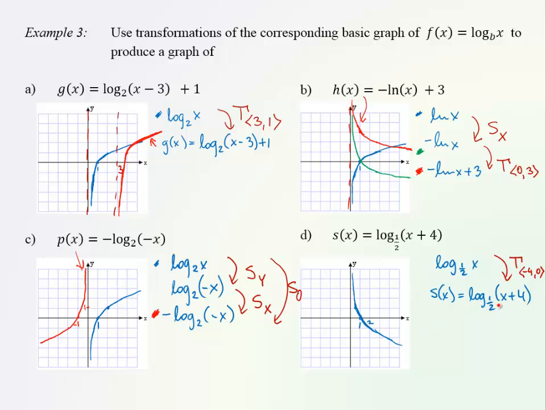Therefore, for the final function, move everything 4 steps to the left. So this important point goes to (-3, 0), and that one here, and this one over there. The asymptote will also be moved 4 steps to the left. So it will be here. This is important to draw the asymptote because otherwise you don't know how to shape the graph. It goes somehow like that. Okay, that's your s of x.